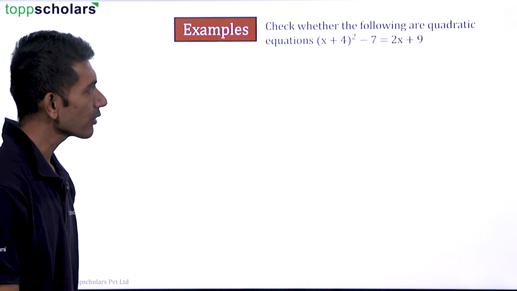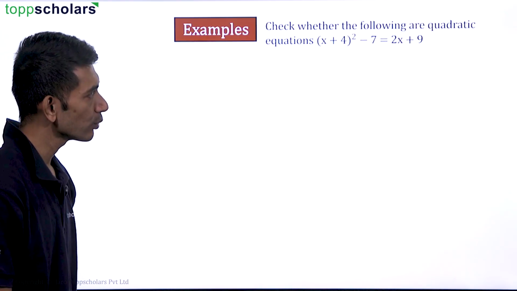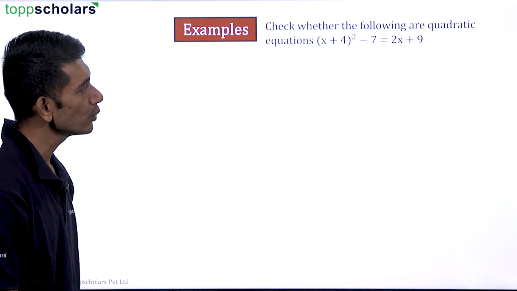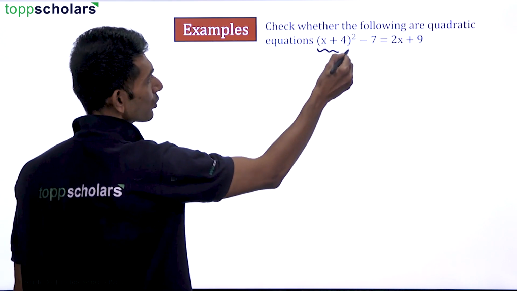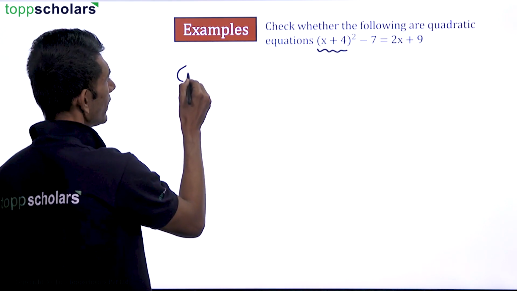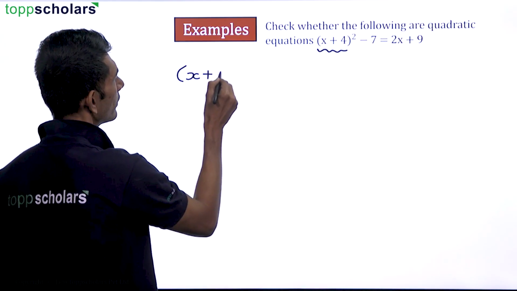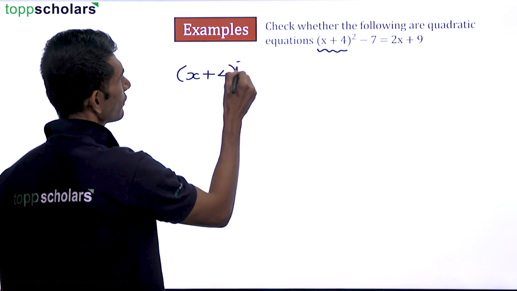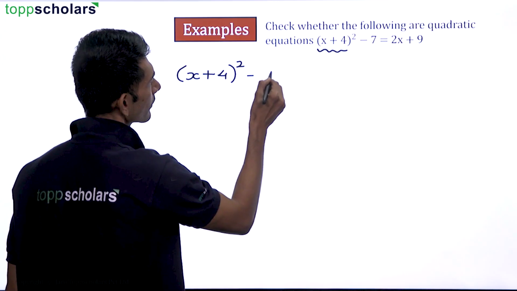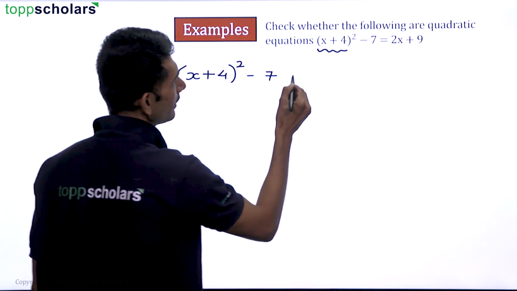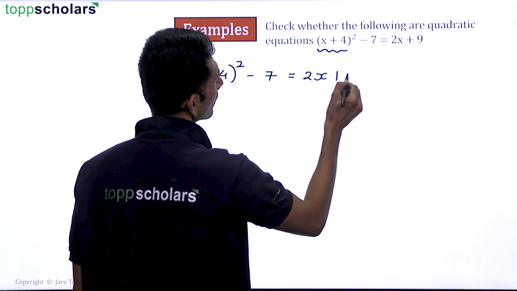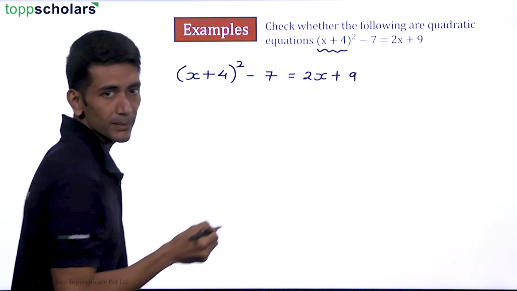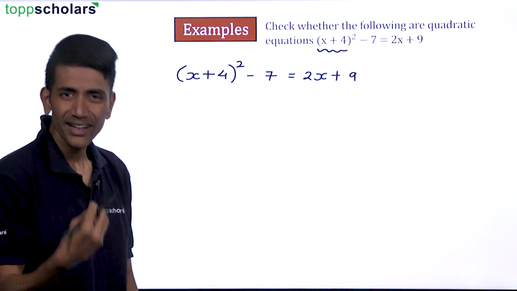Check whether the following are quadratic equations. X plus 4 the whole square minus 7 is equal to 2x plus 9. Let us do this. So here I have x plus 4 the whole square minus 7 is equal to 2x plus 9. So x plus 4 the whole square. Again we can expand this.